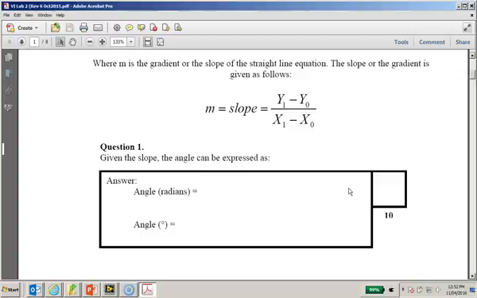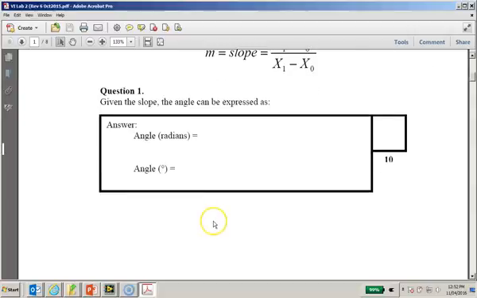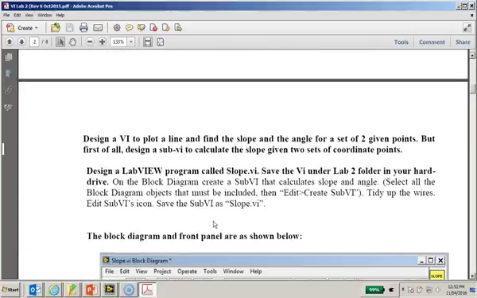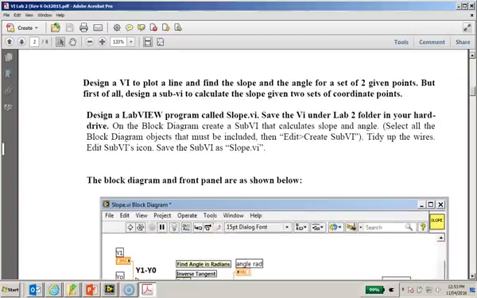Now, after finding the slope, we can calculate the angle between the straight line and the horizontal x-axis. And we can determine the angle in radians as well as the angle in degrees using the tangent function, which is a trigonometrical function. Now, without further ado, let's move you down to the next page on page 2 of this lab 2.